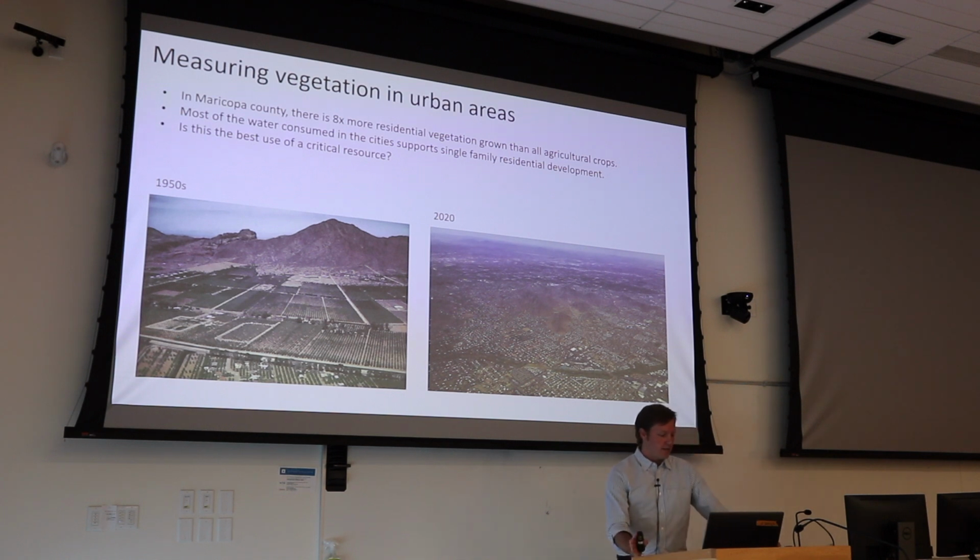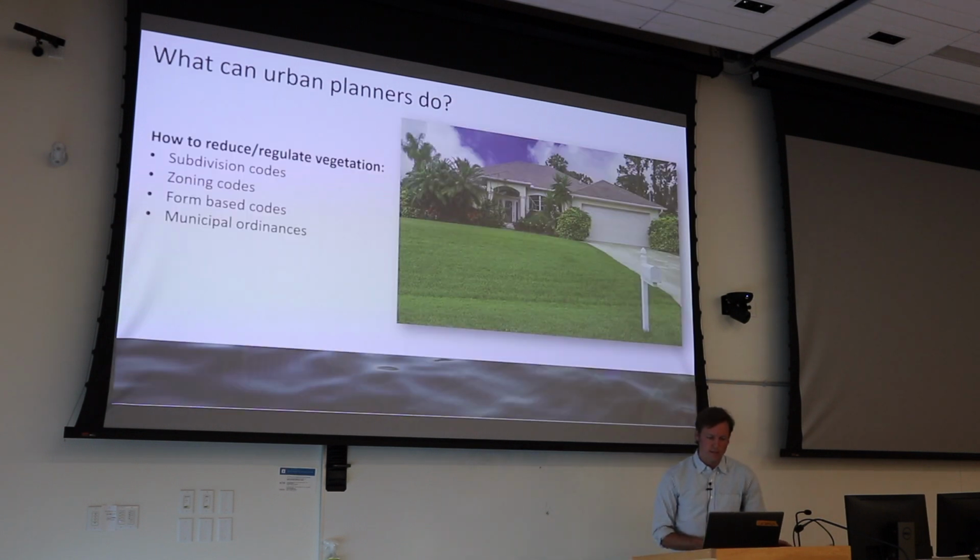And then, looking at the water consumption data in this city, most of the water consumed in this city supports single-family residential development. So then this begs the question, is this the best use of a critical resource in an arid city, to support single-family residential development turf grass? So, if we think the answer is no, and I think we could argue that pretty strongly, then it comes to what can urban planners and what can designers and what can landscape architects do?